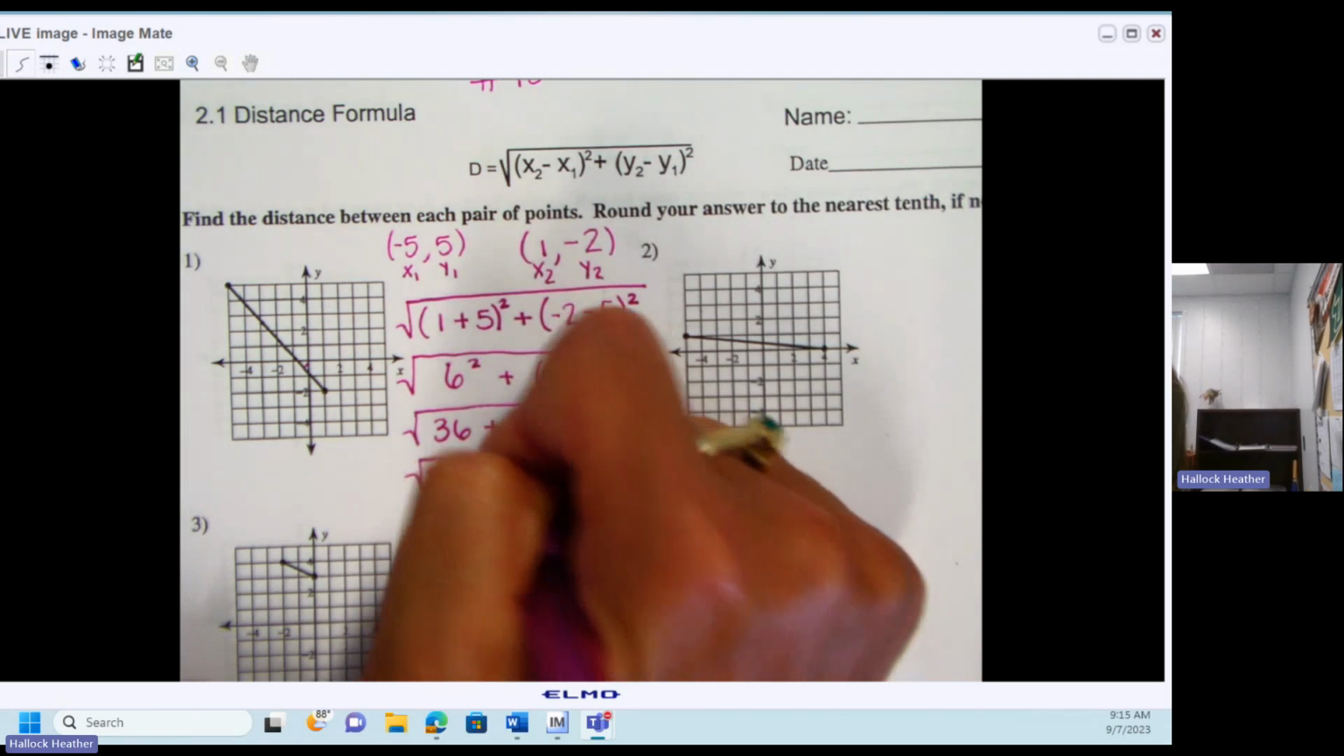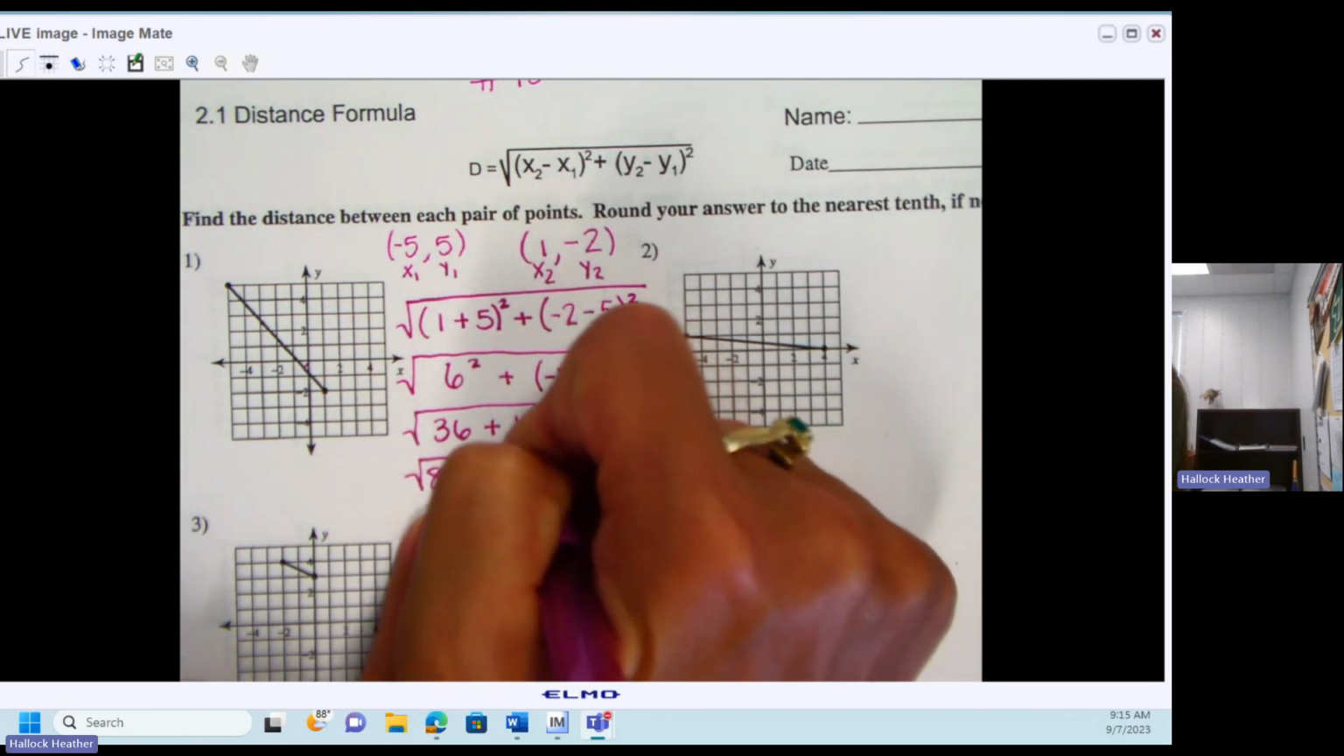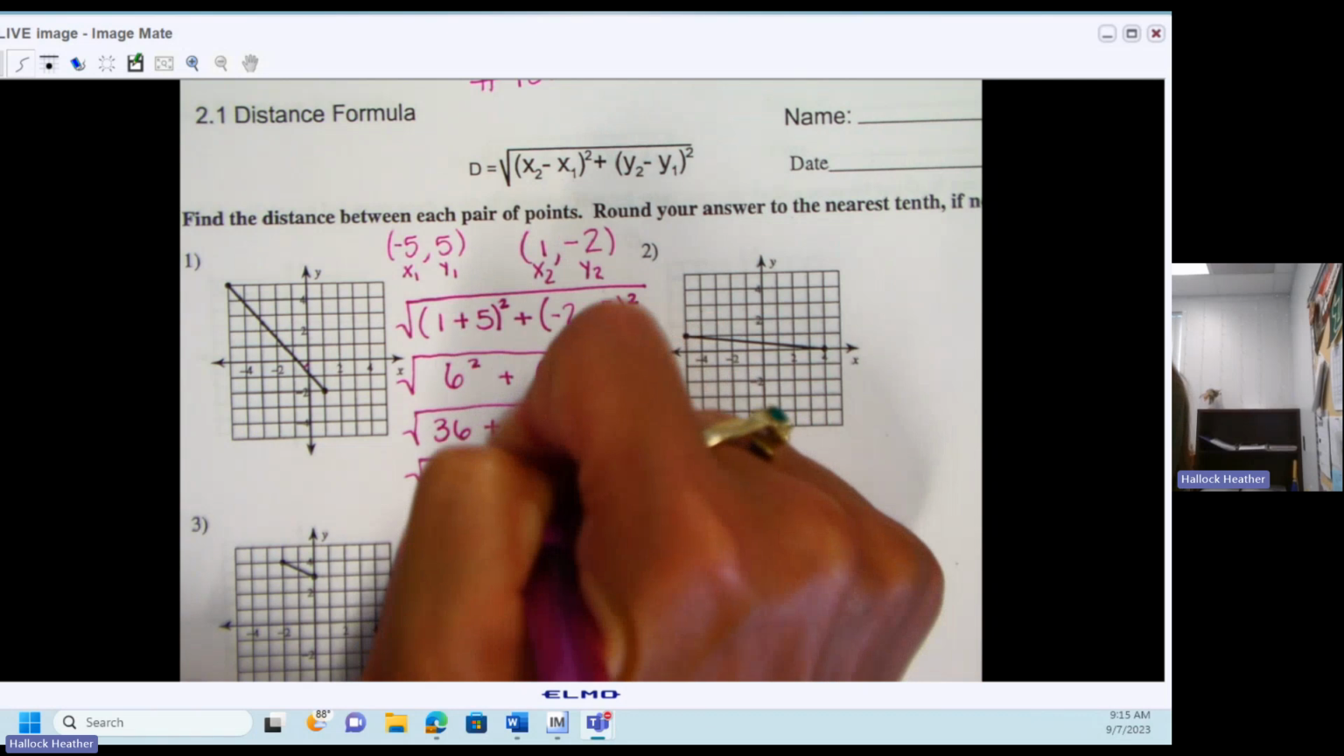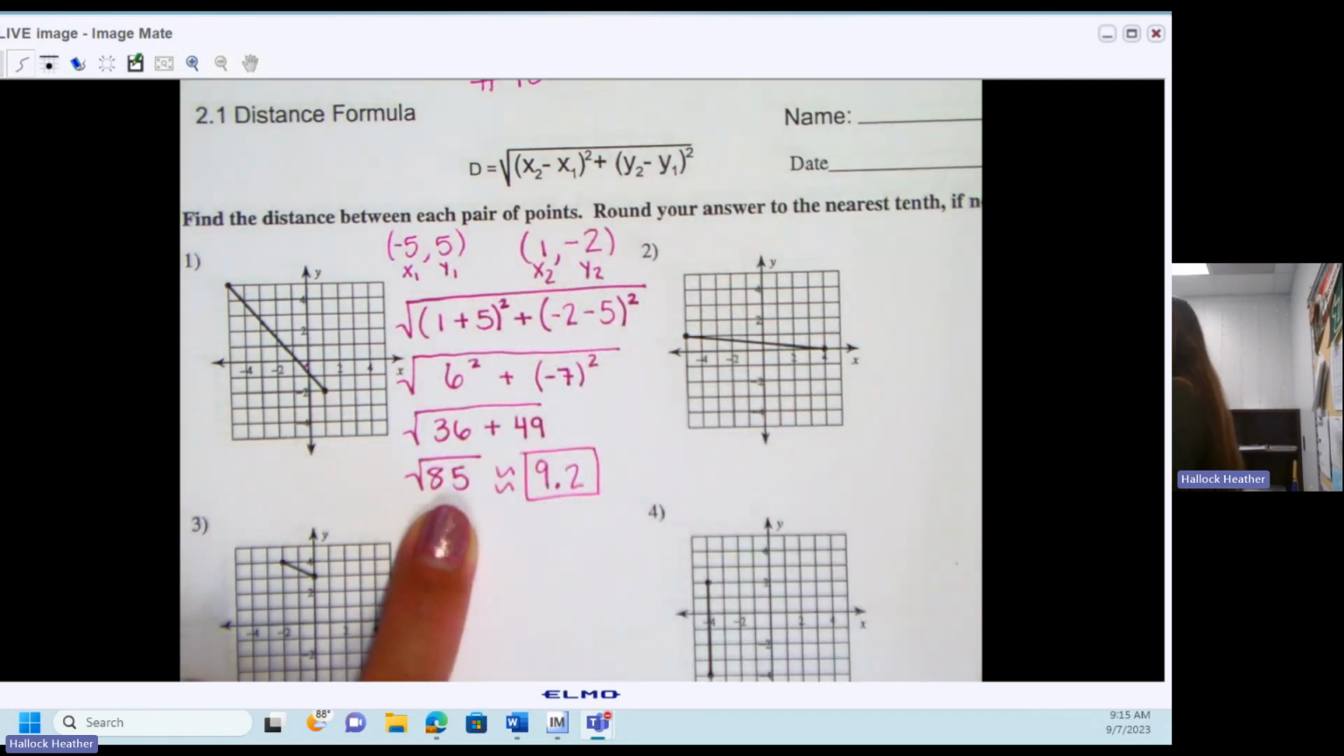Since it's an estimation, I'm going to put little squiggly lines instead of an equal sign because it's an estimation. If you want to put an equal sign, I don't care. It doesn't matter. But your square root symbol goes away. Your answer is around 9.2 because I rounded. It's not a perfect answer. Not too bad.